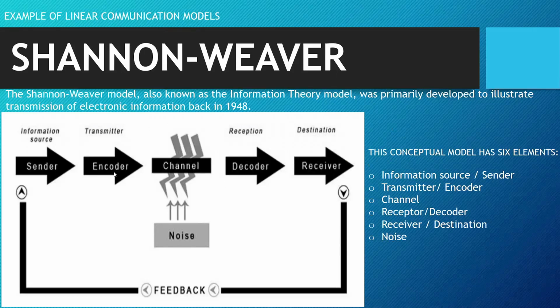And of course, the encoder here will be your mobile network company. So we have Globe, Smart, Sun, Talk and Text, and more. And of course, the decoder here will be the receiver's smartphone, which is your friend's smartphone.